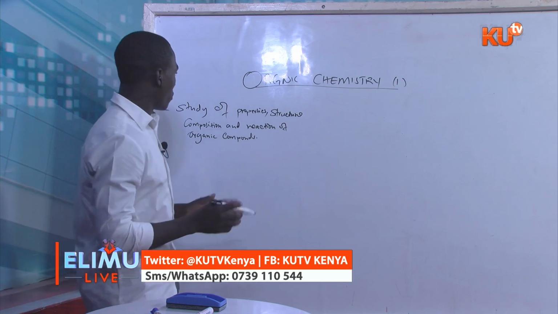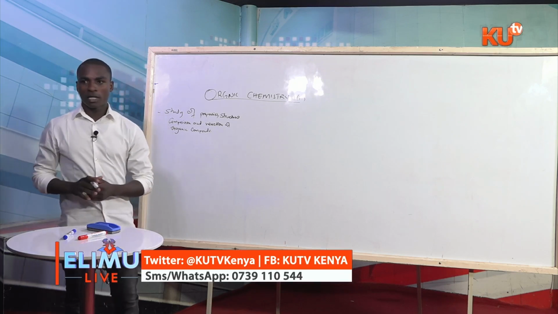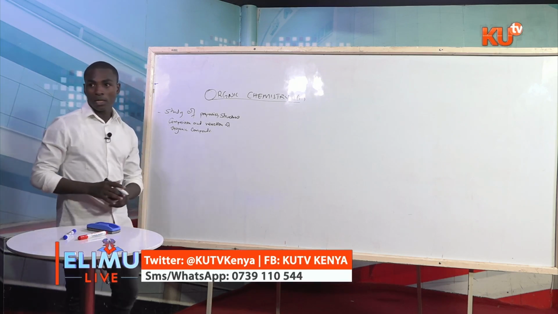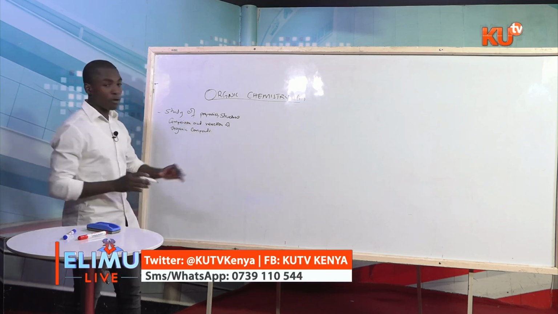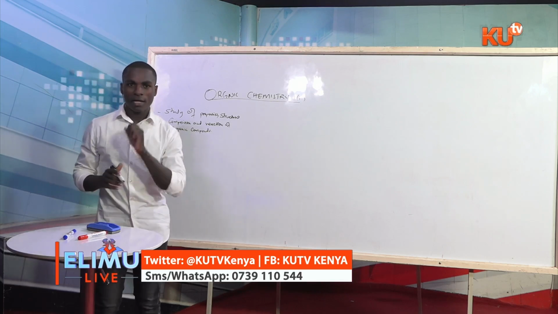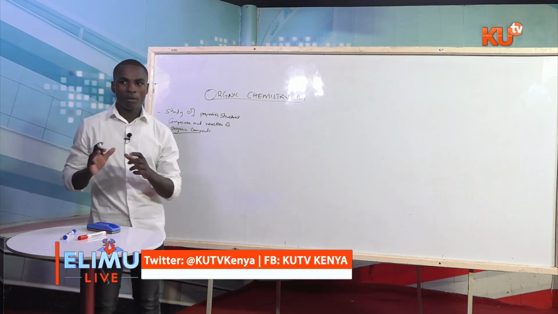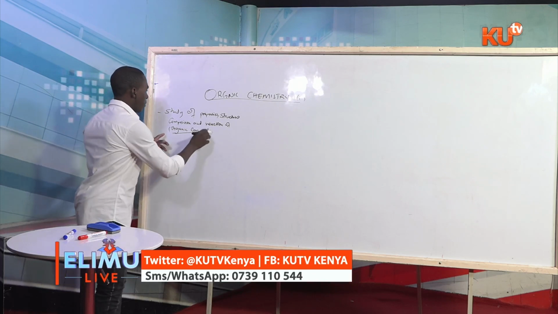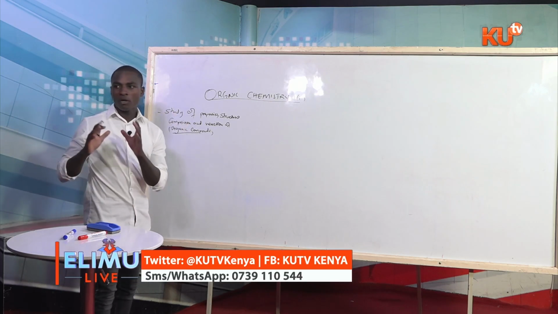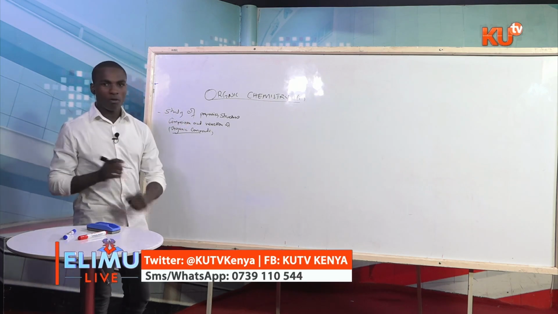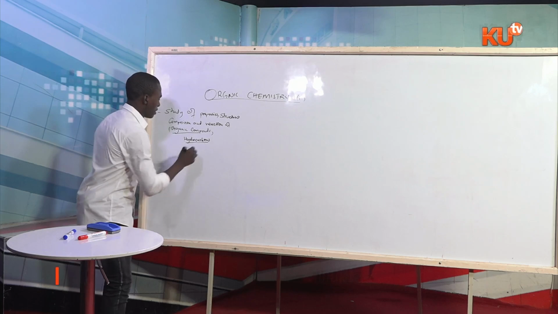We are interested to know what the properties are, what the structure and composition are, and how these organic compounds react. Now, organic compounds are a group of chemicals that contain carbon. Among that group, we have hydrocarbons. So our topic today will major on hydrocarbons, which are a group of organic compounds. Let me just write here: hydrocarbons.